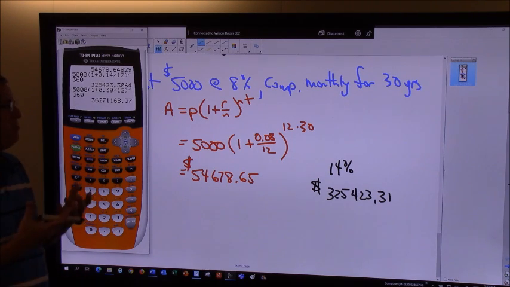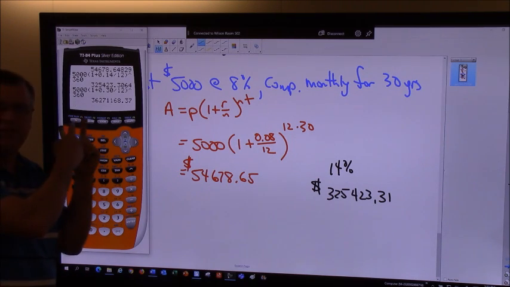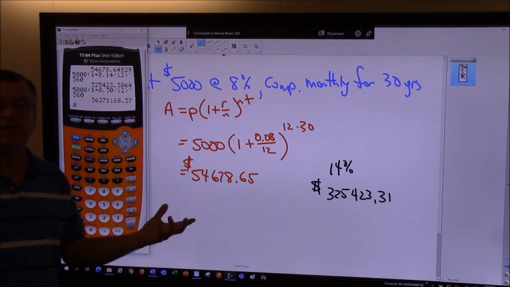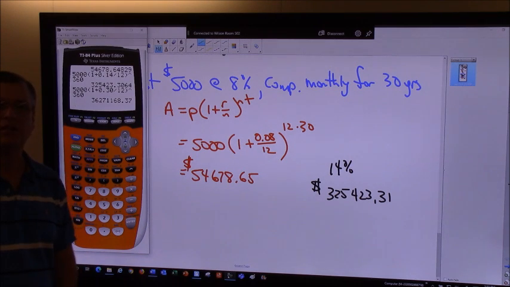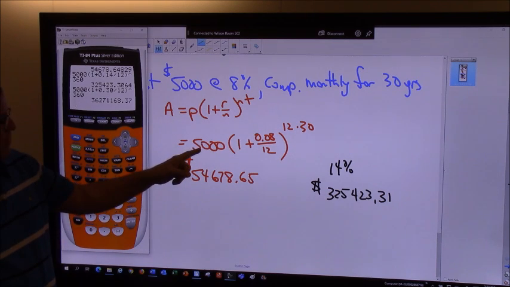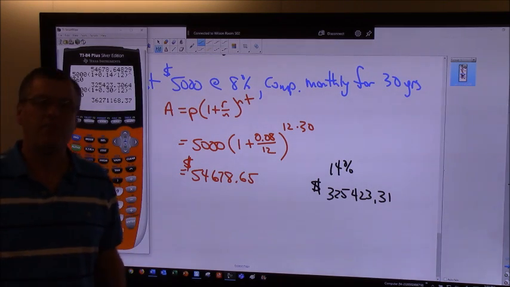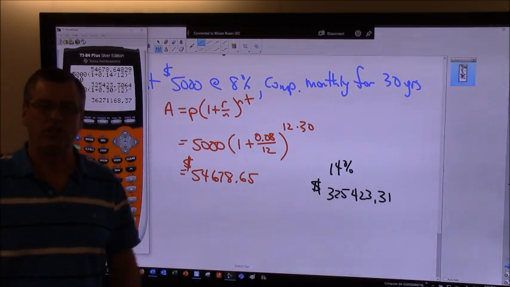The question that people always ask is, if this could really happen, why don't people do this? And I'm going to tell you, people do it. That's why we have billionaires. They know how to invest their money. Why doesn't everybody do it? Because we're impatient. Nobody wants to take their $5,000 and let it sit there for 30 years. I want to spend it now. I'm not saying I do. I'm just saying that's what people generally think.